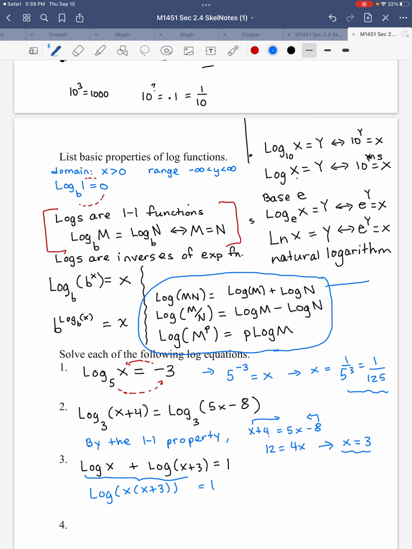Now change it to exponential form. This is a logarithm base 10. So in exponential form, we have 10 to the 1 is equal to the stuff here in the parentheses. So 10 to the 1 is equal to x squared plus 3x. Let's go ahead and get a 0 on one side.